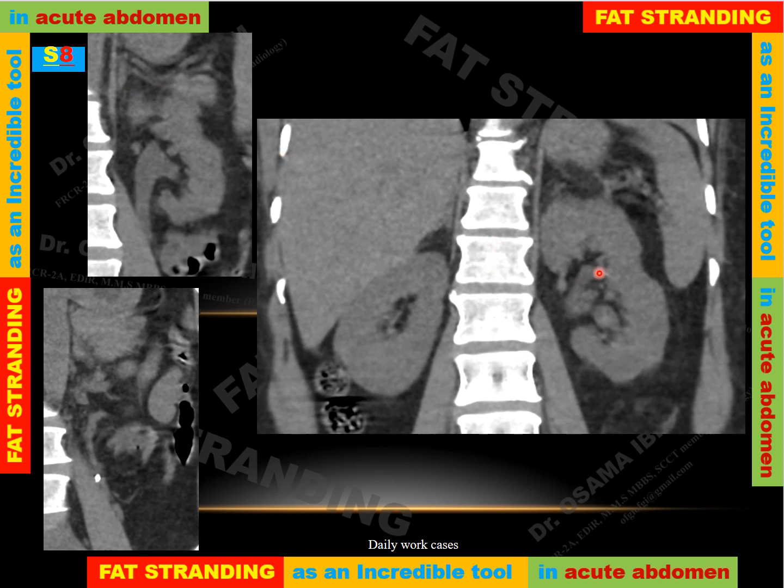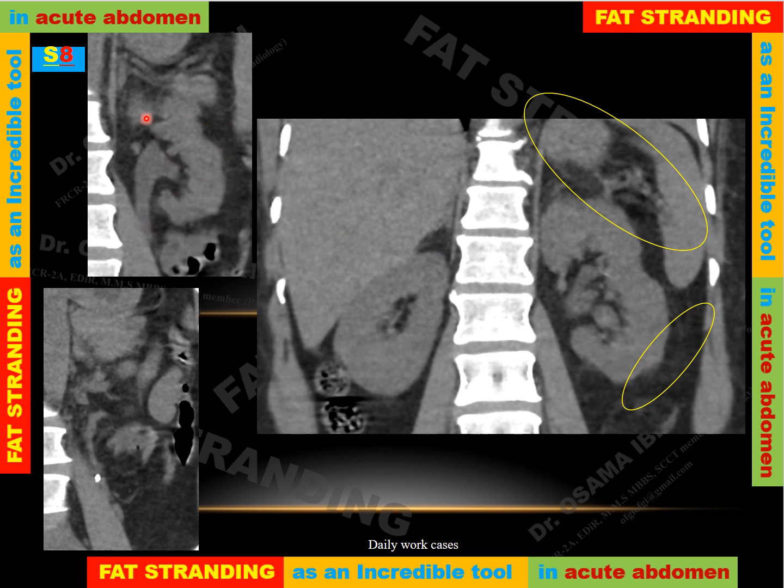Another scenario with CT, unenhanced CT of the abdomen, coronal format imaging. We can see fat stranding here surrounding the left kidney, and there are also irregular lines with high attenuation representing perinephric fat stranding. You should scrutinize the left kidney and the pancreas.